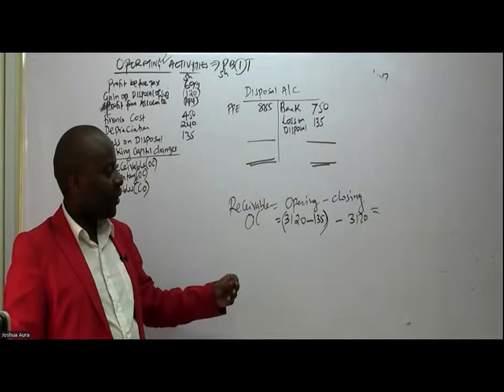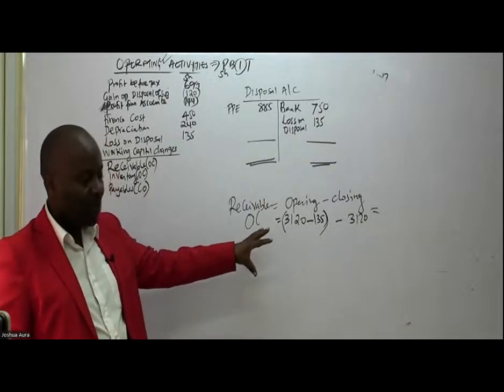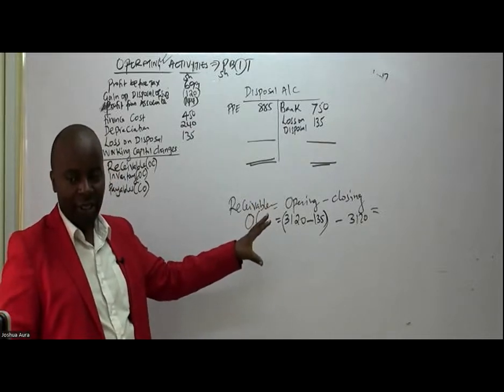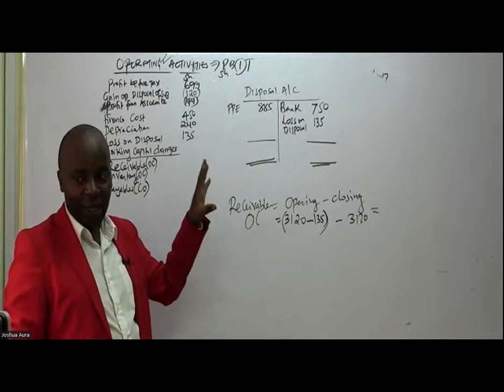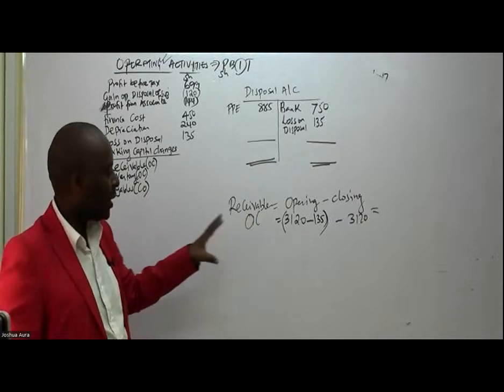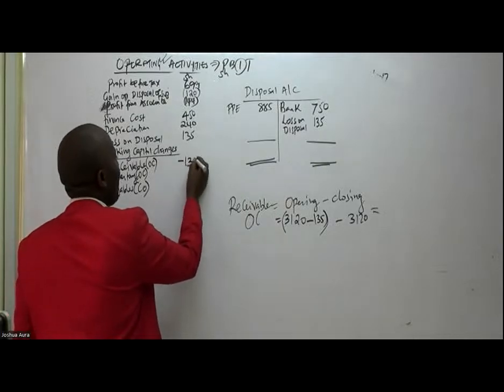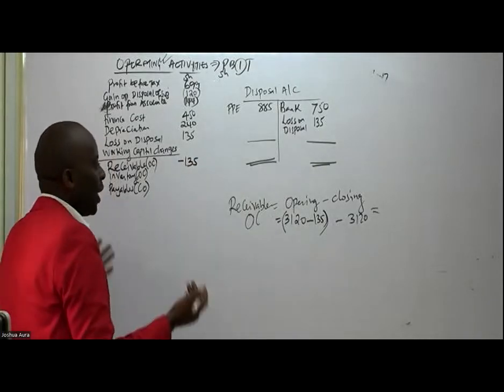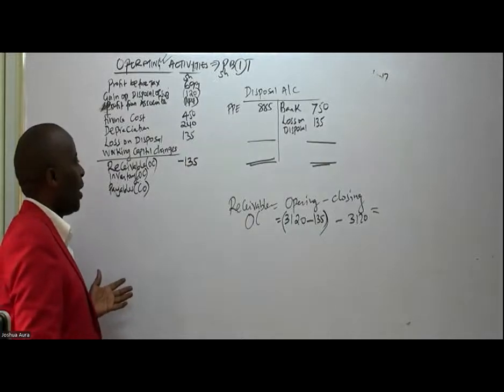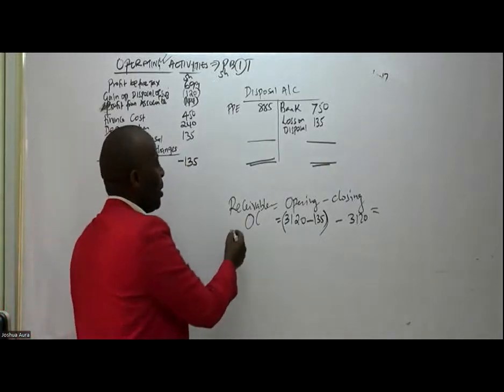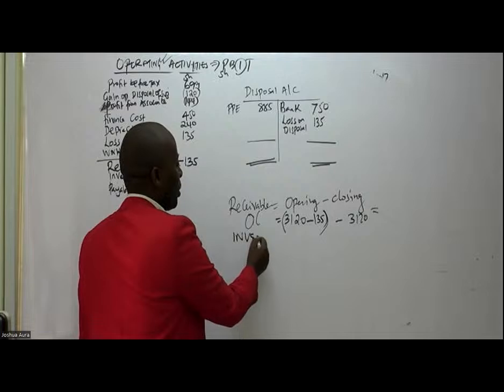All right. So 3120 minus 135 in brackets minus 3120. Do we have a negative 135? Yes. So for receivables, it's a negative 135. So it's a cash outflow. That's how we handle working capital changes. And then we go to inventory and do the same. Inventory also, it is OC.